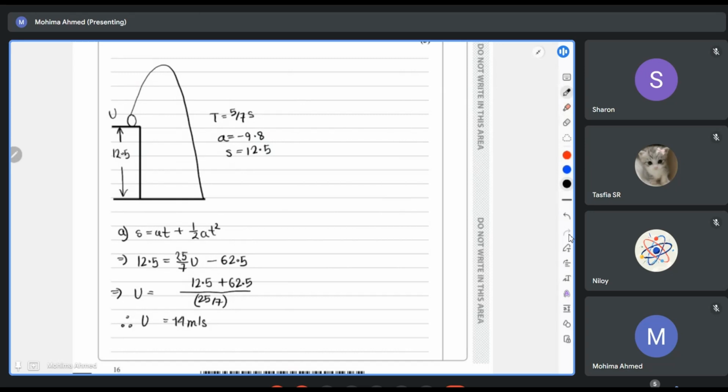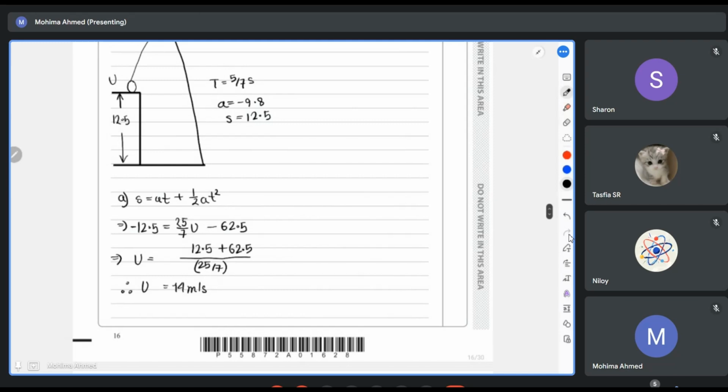So for your downward motion, your velocity, like your direction, is always negative, right? So in that case, this part is actually negative. So now you get negative 12.5 plus 62.5 divided by 25 by 7. So the answer is actually 14, but the calculations over there were wrong because we used a different time. We used the time for that rebound, but the total time for the first journey was 12, so 25 by 7.